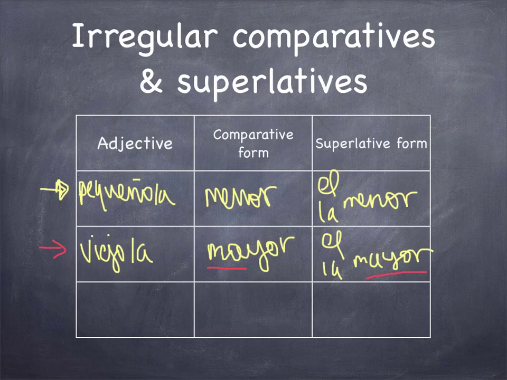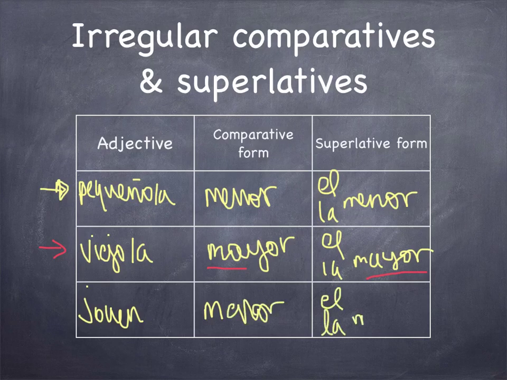And our next adjective would be joven, which means young, and just like viejo or vieja, we have menor, el, la menor. So same thing here. When we talk about joven, we're talking about age. When we talk about pequeño or pequeña, we're talking about size. Both comparative forms and superlative forms are exactly the same. So don't get confused when you want to say young or when you want to say small.